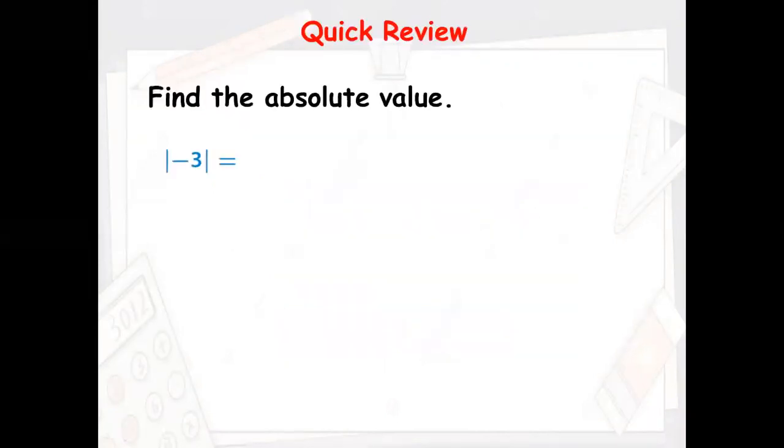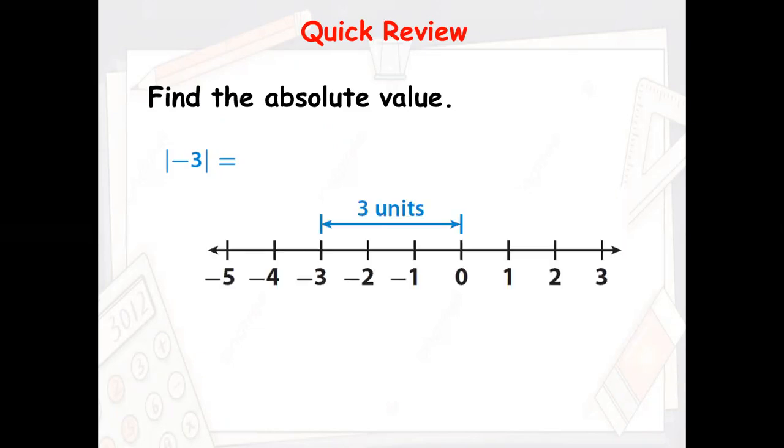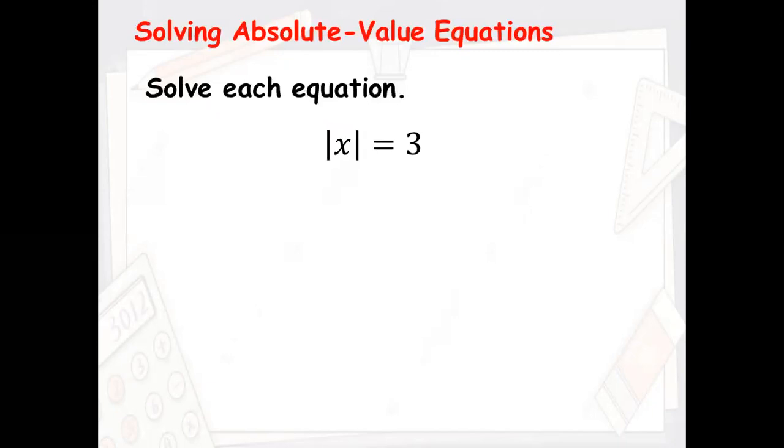Now find the absolute value of this number. What do you think the absolute value of negative 3 is going to be? It means the distance of negative 3 from 0. So from 0, here is 0. From here till here, what is the distance? It's 3 units. So the absolute value of negative 3 is 3. As simple as that. Okay, let's move on and check today's lesson.